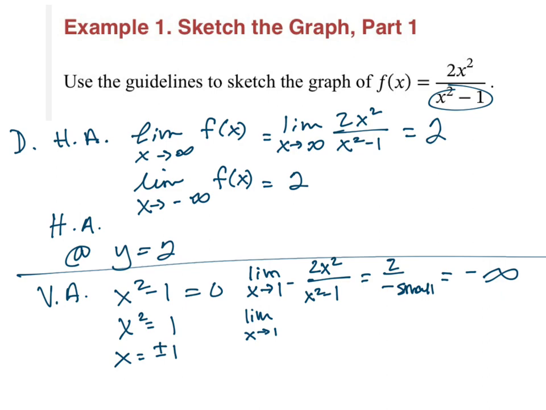Let's go to 1 from the right. Now we're going to be bigger than 1, like 1.1, barely bigger than 1. So when I square it, it's still going to be barely bigger than 1. I'm subtracting 1. It's going to be very, very small, but it's a positive small, which means this is going to go to positive infinity.